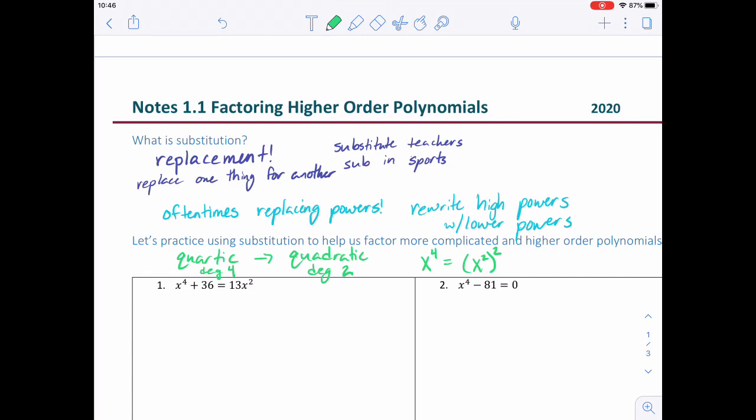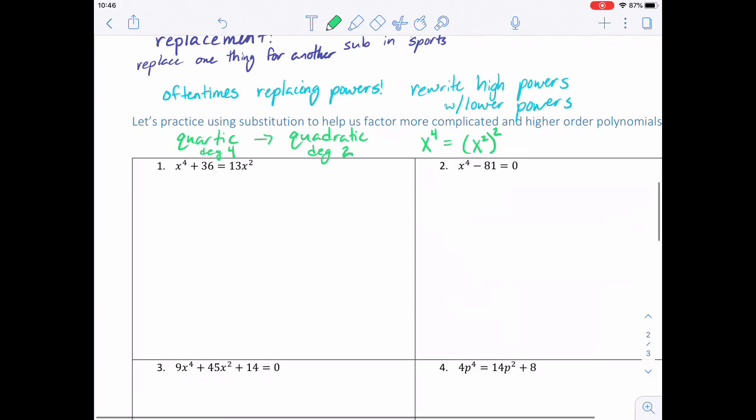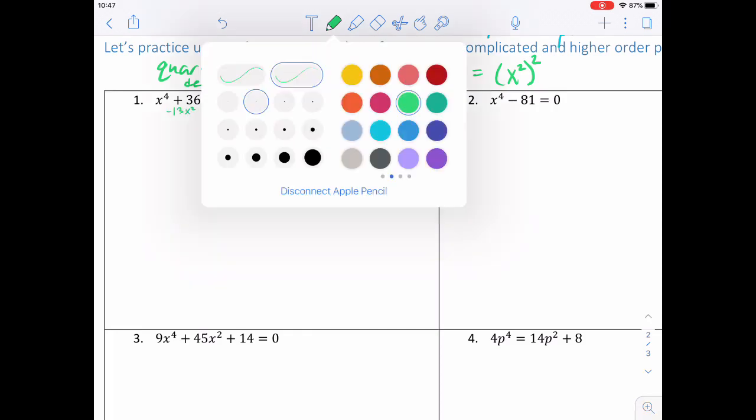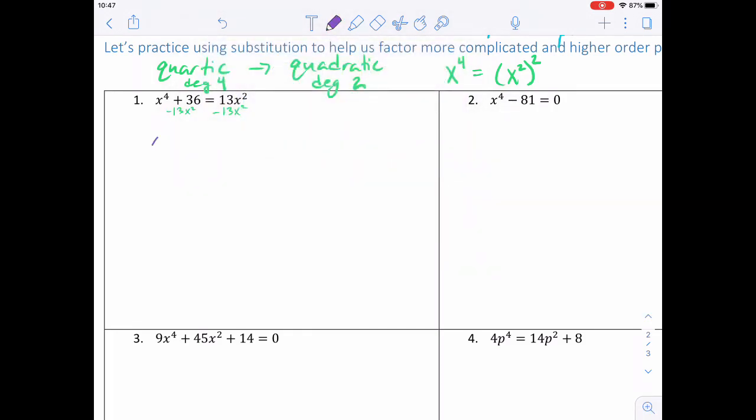So let's look at some examples. If we're looking at number 1, we have x to the 4th plus 36 equals 13x squared. Problem number 1 is not in standard form, so let's go ahead and subtract the 13x squared to the other side. Once we do that, we end up with x to the 4th minus 13x squared plus 36 equals 0.